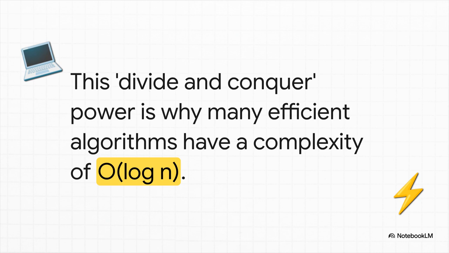It's why you'll hear computer scientists get all excited about something called O(log n) complexity. Now, that sounds fancy, but all it really means is that even if your list, that's the n, gets ridiculously huge, the time it takes to find something barely goes up. It's the magic that lets a search engine sift through billions of web pages in the blink of an eye.